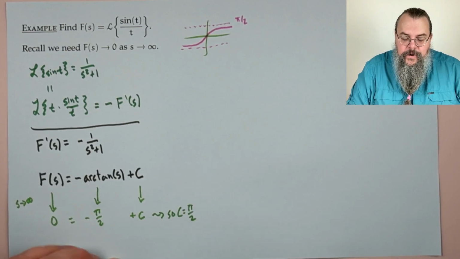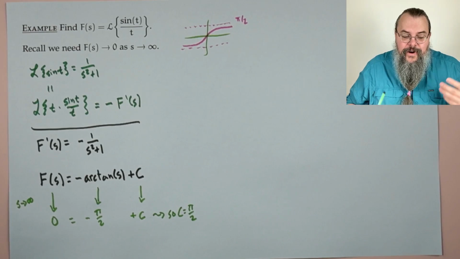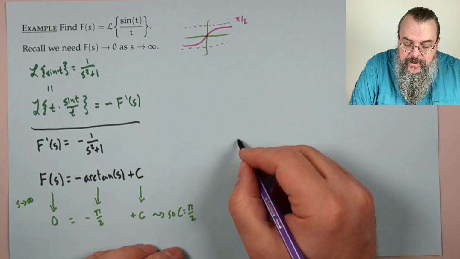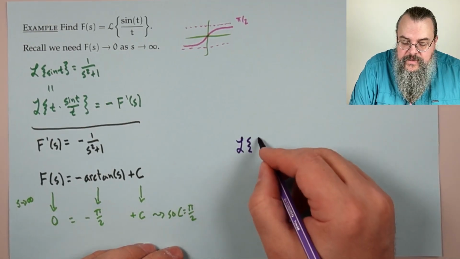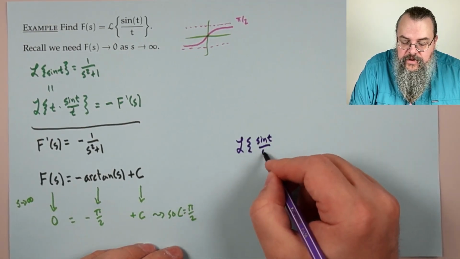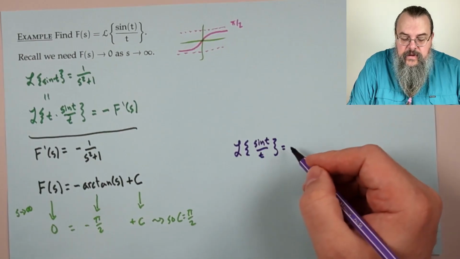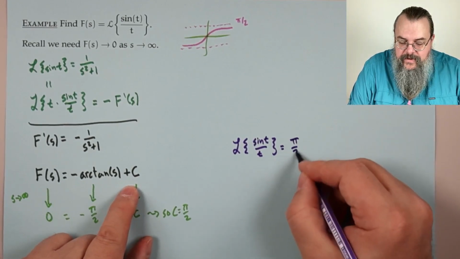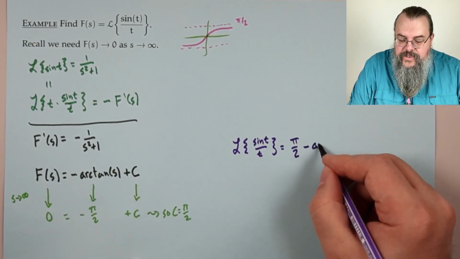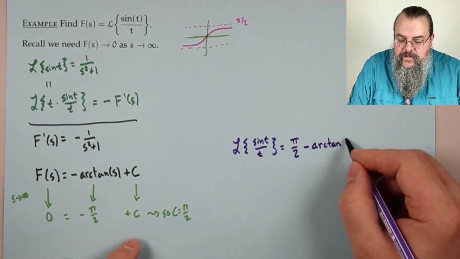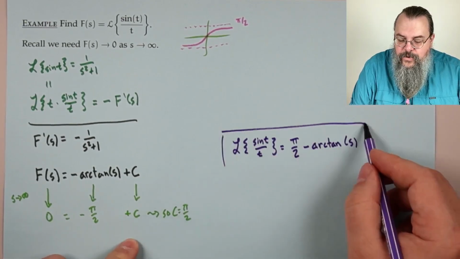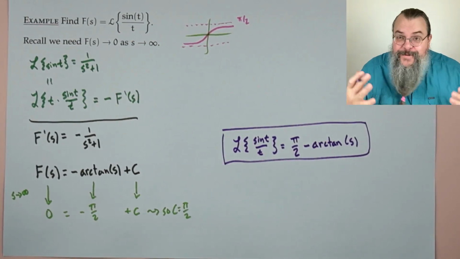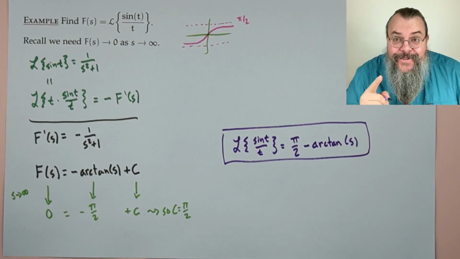All right. And so we are done, right? Because we know c. So our answer is the following. We have that the Laplace transform of sine of t over t is pi halves, our constant, subtract arctangent of s. Cool. Now, since we have time and we have space, bonus awesomeness.